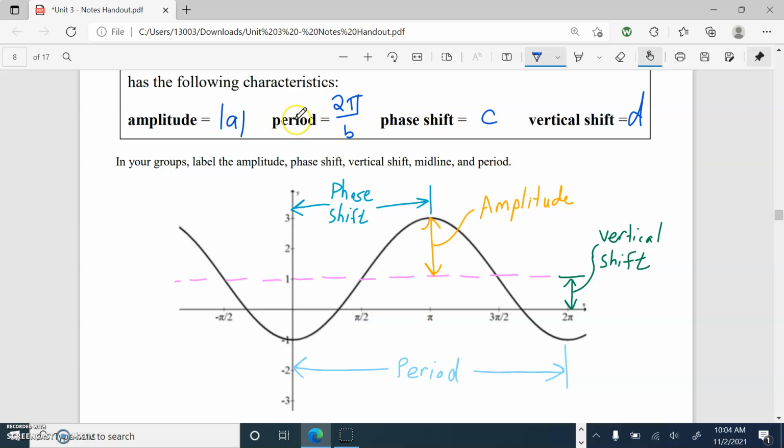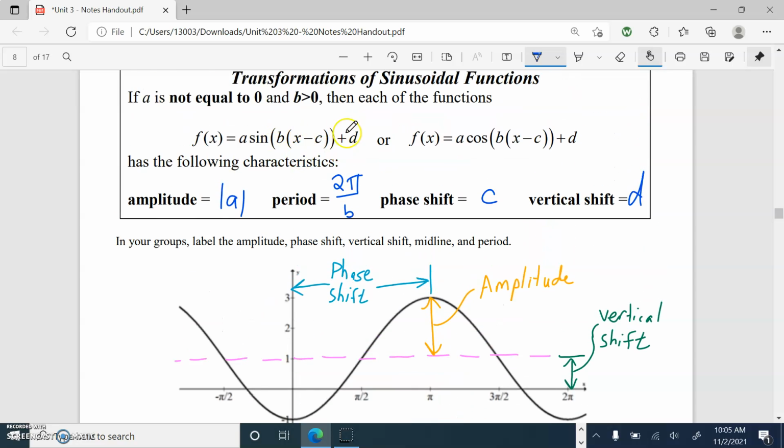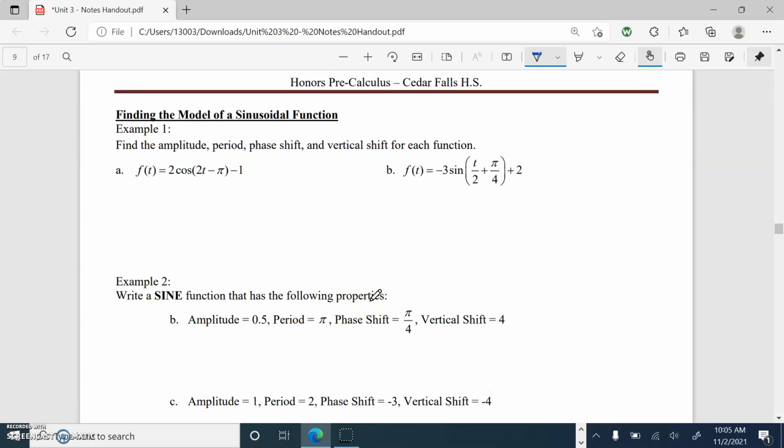So if I know that my period is just pi, meaning it's repeating every pi instead, we would say pi is equal to 2 pi over b. We solve for b, and by doing that we find that the value of b is the number 2, because 2 pi over pi is just 2. These four letters, a, b, c, and d, get put into our basic sine and cosine function equations. So let's put that into practice here.